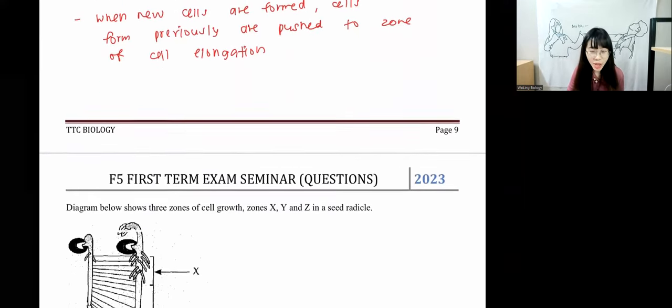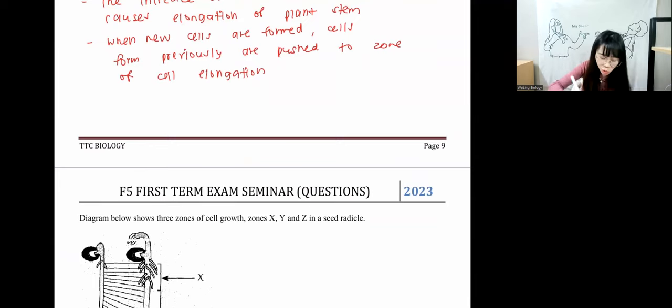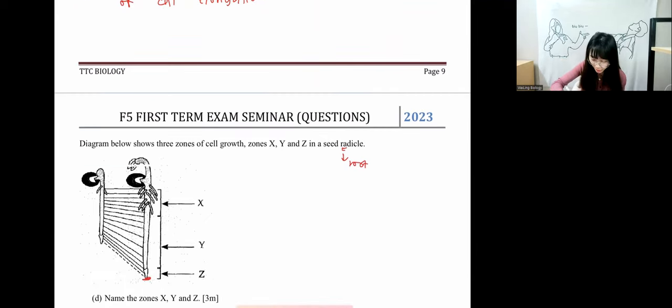Okay, next one. Diagram below shows 3 zones XYZ in the seed radicle. What does radicle mean? Radicle means root. Even if you don't know this is a root, doesn't matter, guys. Because I teach you a way to recognize them, right? Look at the tip. So this is the tip, right?